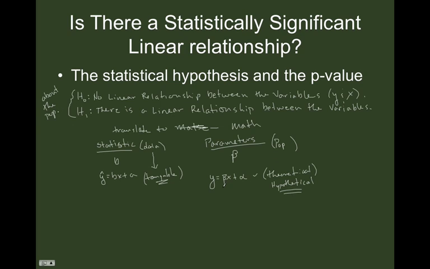Therefore, when we create our statistical hypothesis, it's going to be in terms of beta. So the null hypothesis that we wrote above, no linear relationship, is equivalent mathematically to saying beta is equal to 0. Alternatively, we could say beta is not equal to 0. And there are 3 ways to say that: beta is greater than 0, beta is less than 0, or beta is not equal to 0.